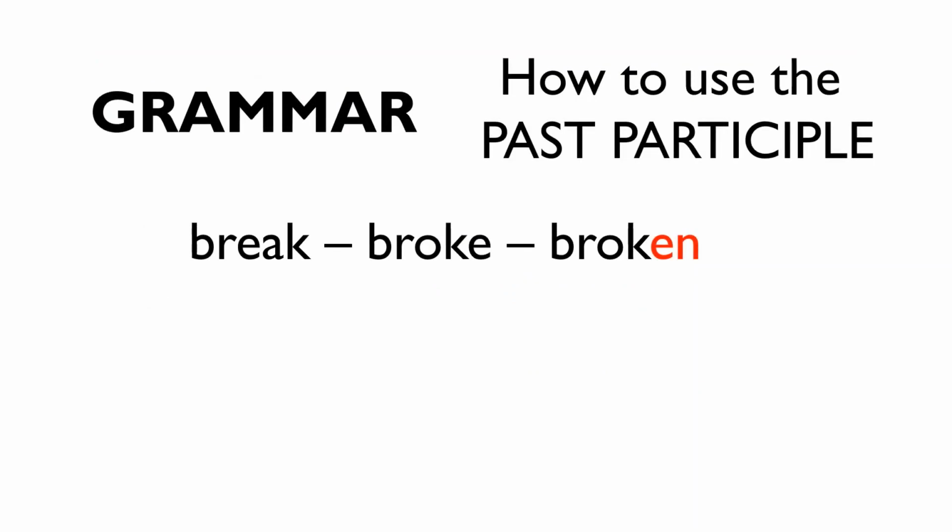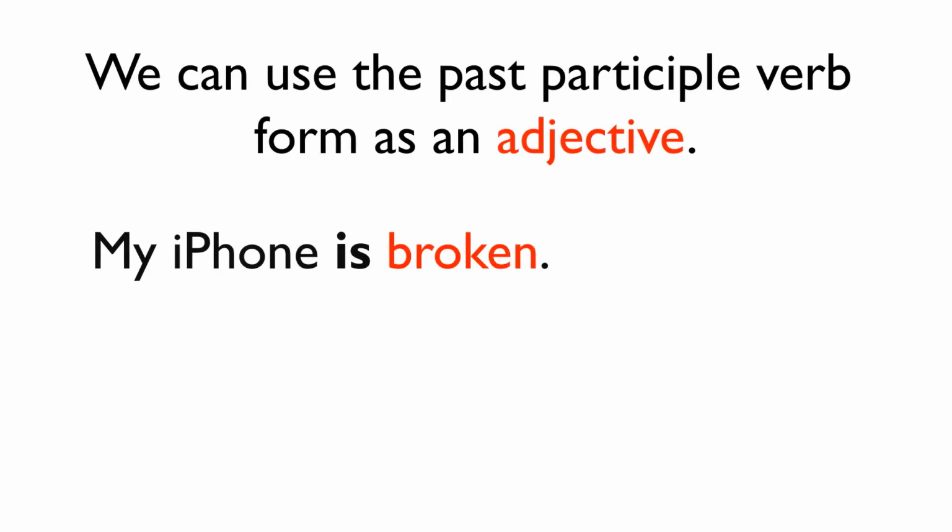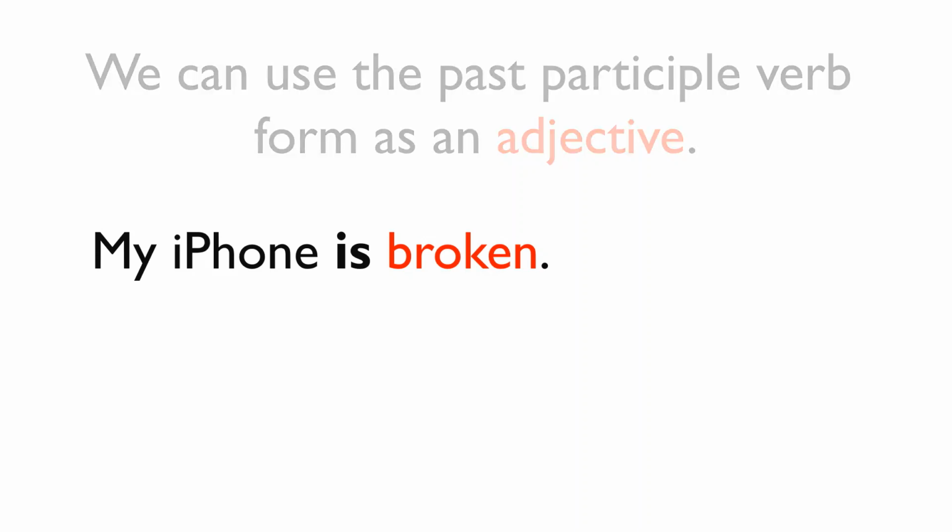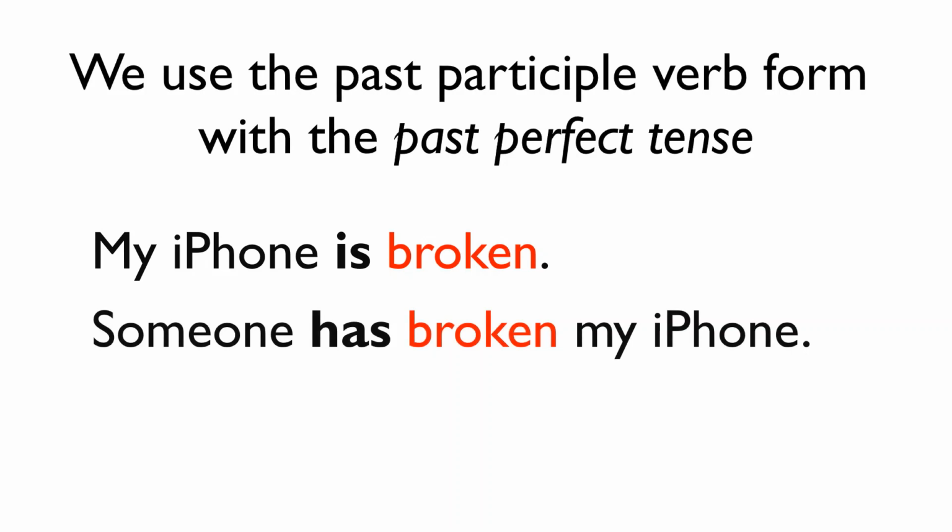How to use the past participle. We can use the past participle verb form as an adjective. My iPhone is broken. We use the past participle verb form with the past perfect tense. Someone has broken my iPhone.